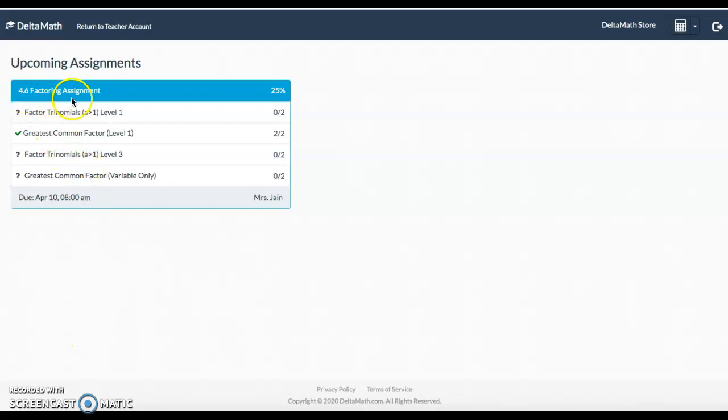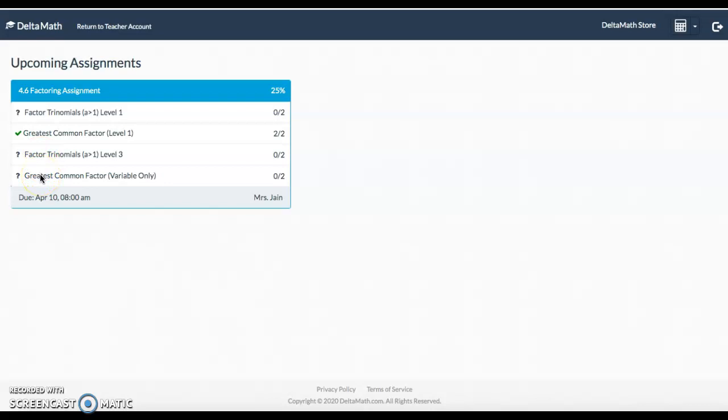So here's our 4-6 factoring assignment. This is a fake assignment I just made up to show you. And under here are 4 skills that you guys are going to have to do for this. So right here, you see a check mark. With greatest common factor, I already did my 2 problems that I had to complete. So it has a check mark. I'm done with it. I don't need to go into those problems.